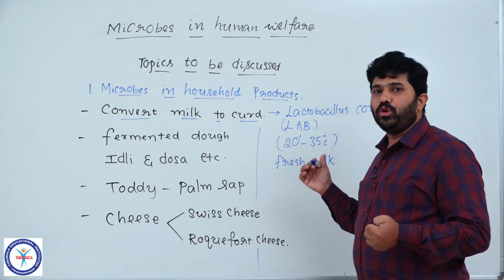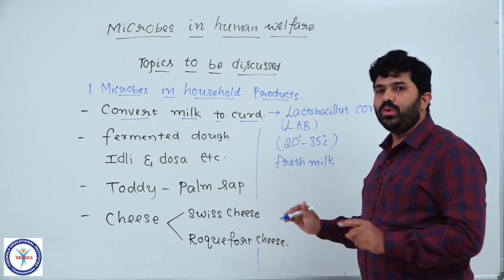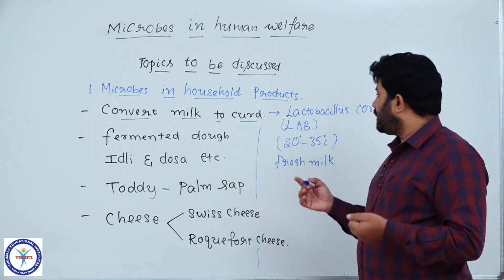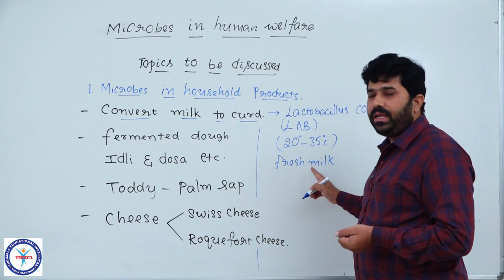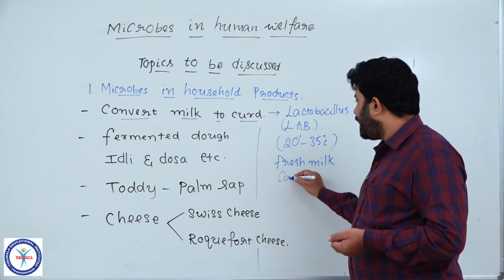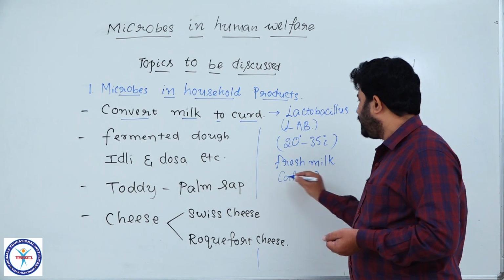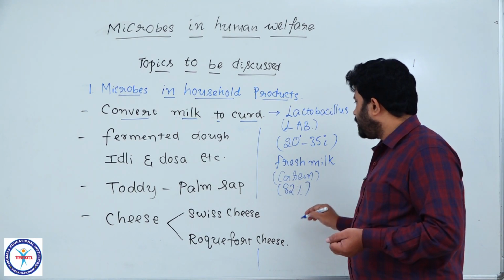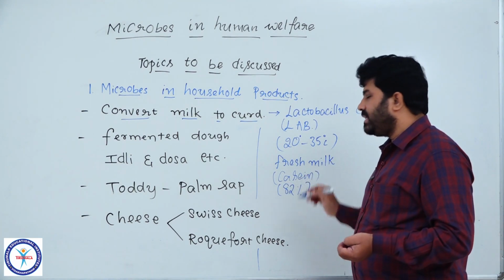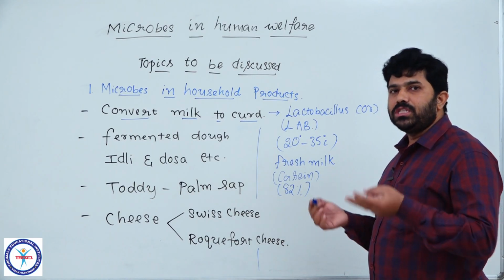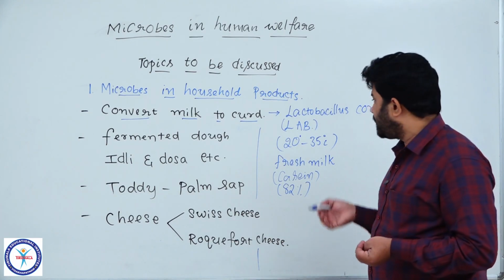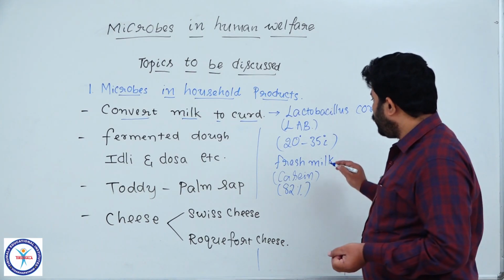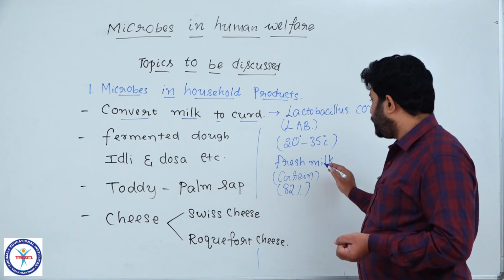Understood? There they perform the process of anaerobic respiration to increase their population, and they partially digest the protein material present in the fresh milk. The protein material present in the fresh milk is called casein. What is the protein? It is casein. 82% of the milk is casein, the major protein, which is partially digested by the lactic acid bacteria. Understood? So they coagulate the protein material present in the fresh milk.